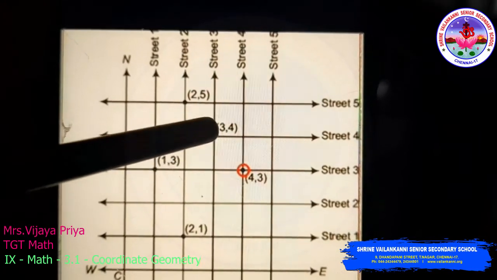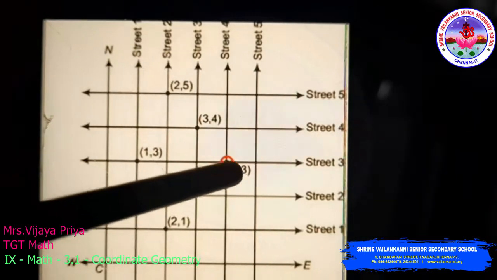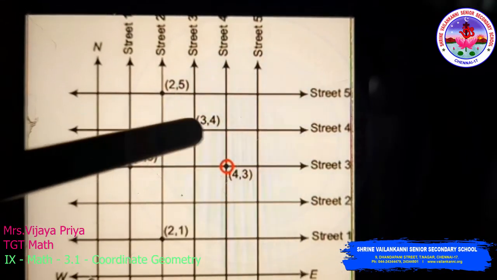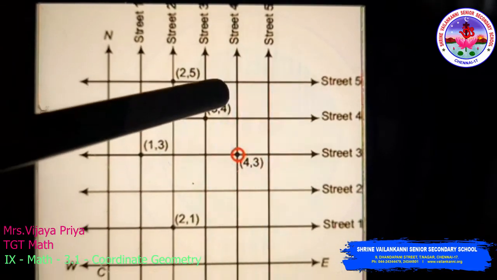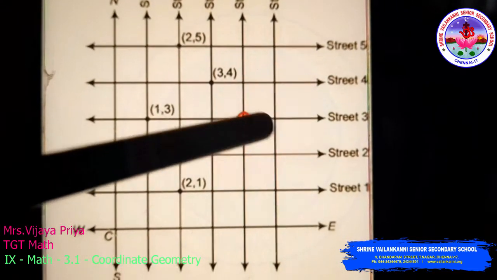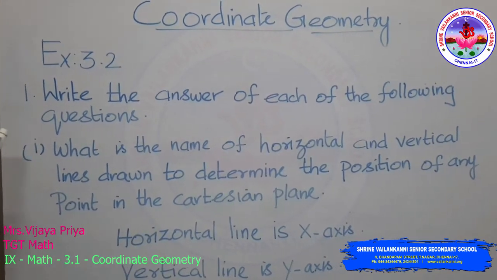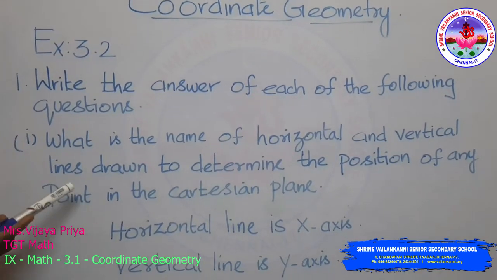Similarly, coming to the points 3, 4 and 4, 3, there is only one cross street referred to as 3, 4 as well as 4, 3. Now, exercise 3.2. The first problem: write the answer for the given statement here.